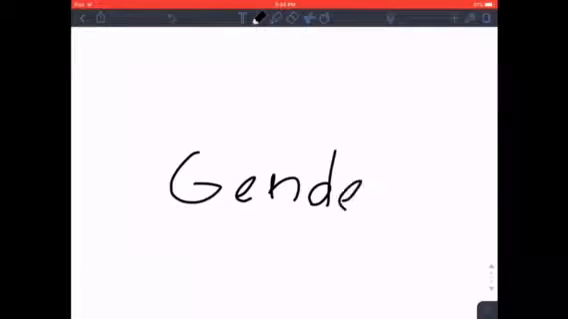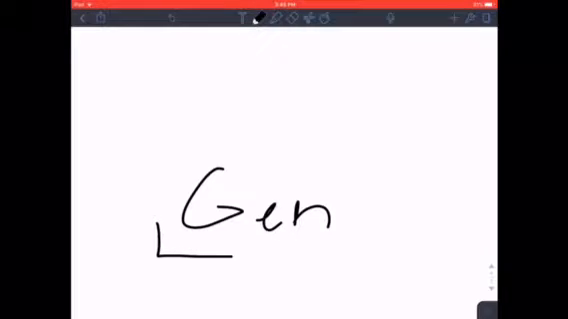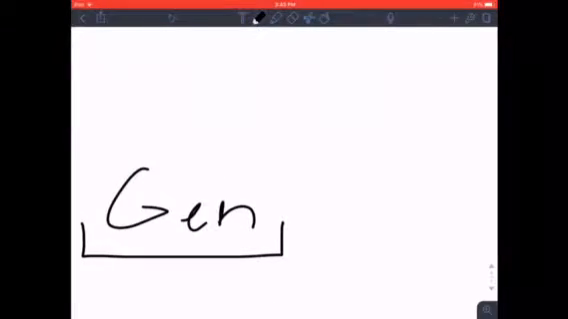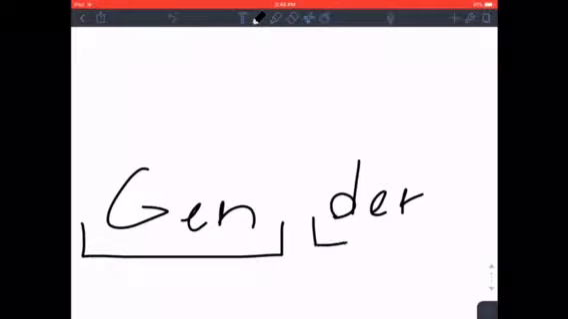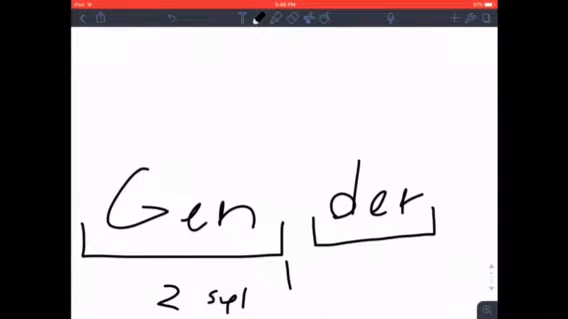The word gender has 6 letters. Now that in itself doesn't mean very much, but if you take a look at the syllables, there's the syllable gen, and then there's the syllable der. Now, as most of you can do basic math, 1 plus 1 equals 2. And since there's 2 syllables, wouldn't that also mean that there's 2 genders?